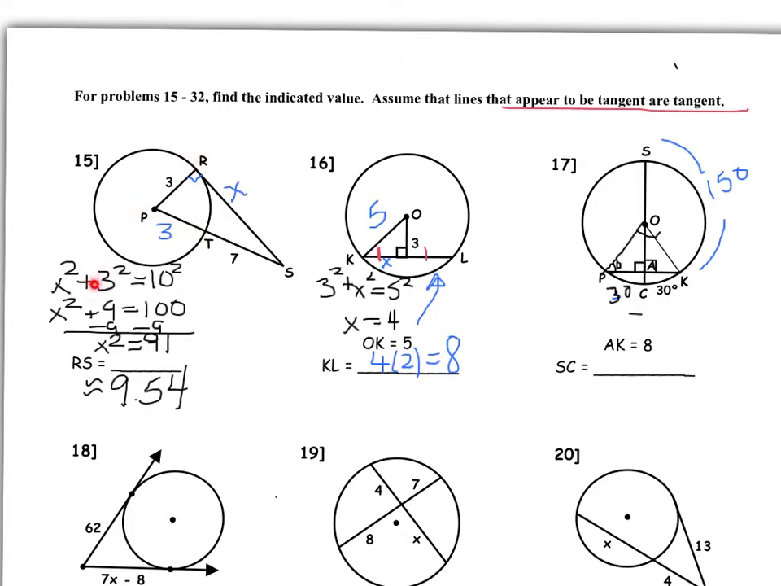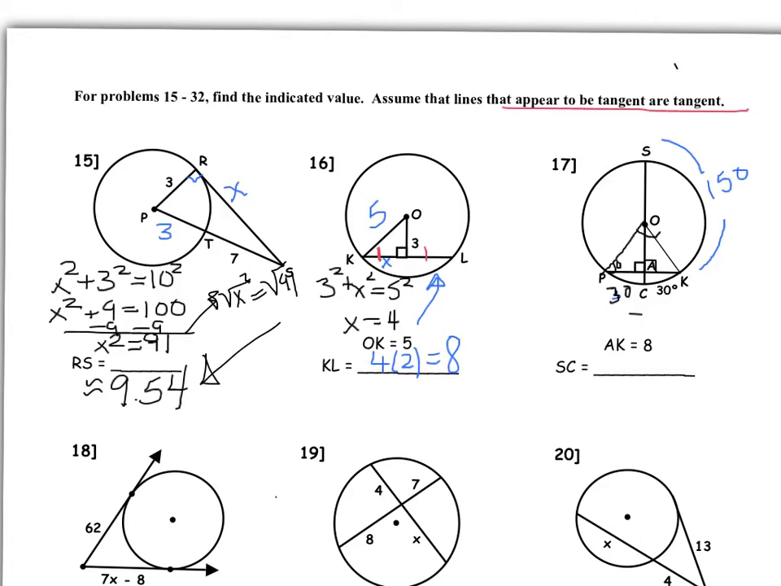This leg is 3. This leg is x. This is also 3 because it is a radius. So it has the same measurement as the other radius. If we plug it in and we solve for x, we're going to get 9.54 units. Remember, in order to get x here, you actually had to take the square root. So you would have taken the square root of x squared and the square root of 91, and that's how I got that solution.